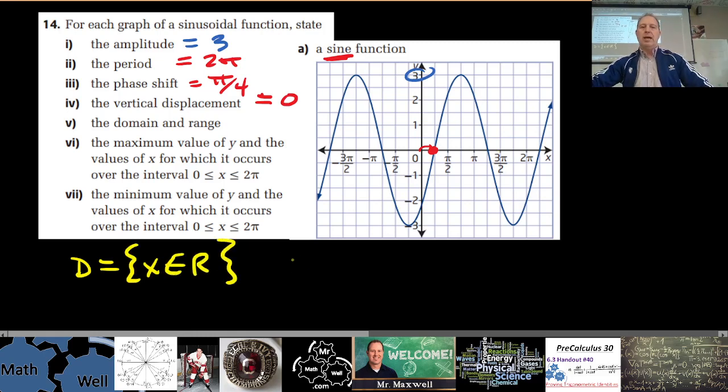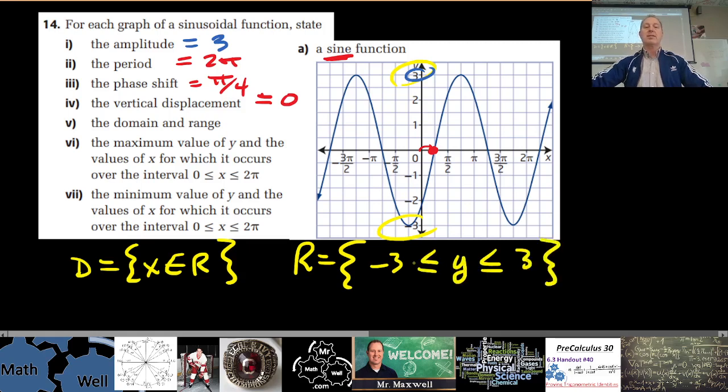Okay? The range, though, is not the same, right? The range goes from -3 to +3. That's set notation to write that. The domain for all sinusoidal functions is just x is an element of all real numbers. Everybody see this? -3 to +3? Okay. Awesome. So domain and range done.